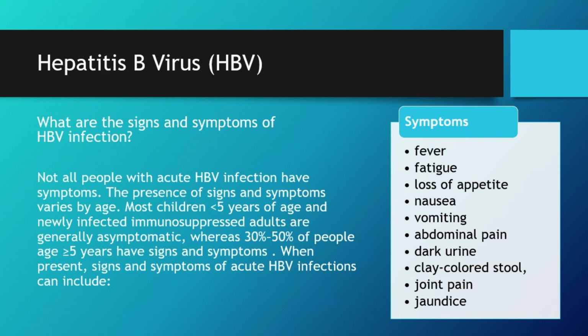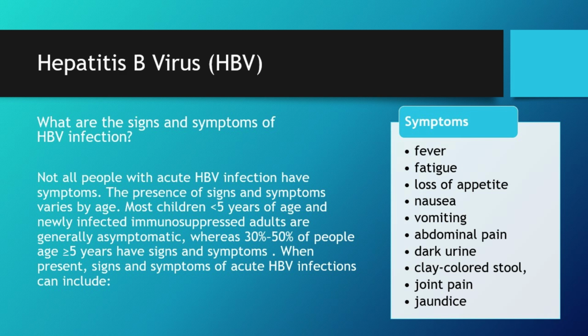What are the signs and symptoms of HBV infection? Not all people with acute HBV infection have symptoms. The presence of signs and symptoms varies by age. Most children less than 5 years of age and newly infected immunosuppressed adults are generally asymptomatic, whereas 30% to 50% of people older than 5 years have signs and symptoms.